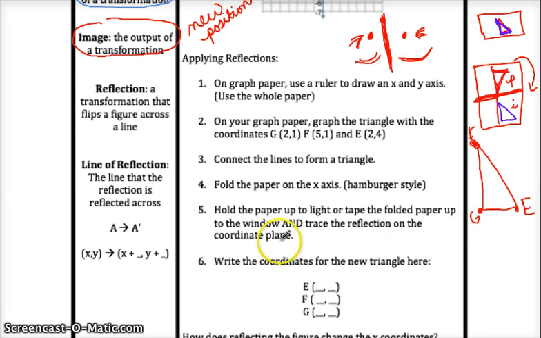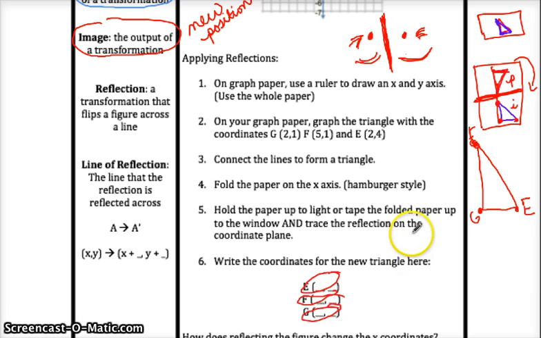Then what you need to do is write the new coordinates on these notes. Write the new coordinate for E, the new coordinate for F, and the new coordinate for G on my notes.